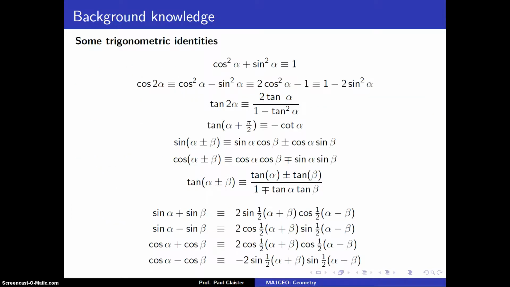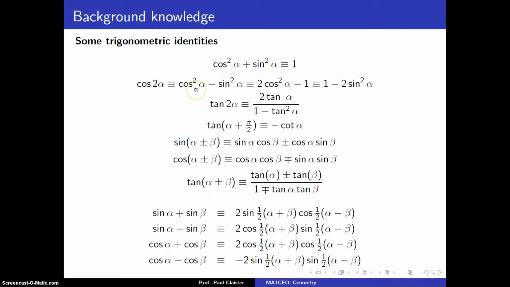On this page we see a number of trigonometric identities, some of which you will be familiar with, some of which you will be less familiar with. Again, you need to be aware that they exist so that you can use them when you need to. In particular at the top we've got the standard trigonometric identity that cos squared alpha plus sine squared alpha is 1 for all angles alpha.